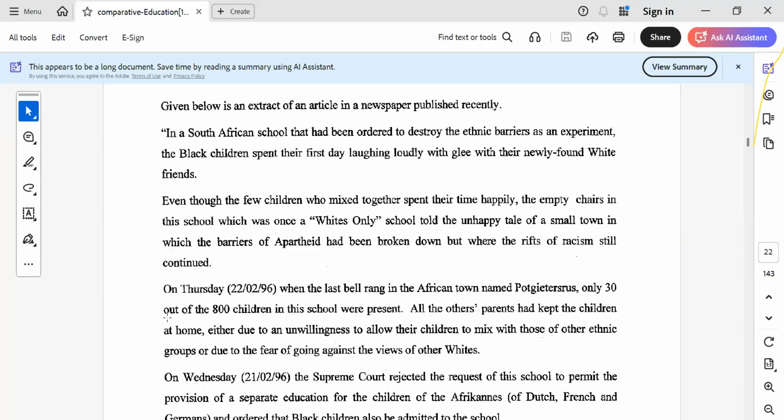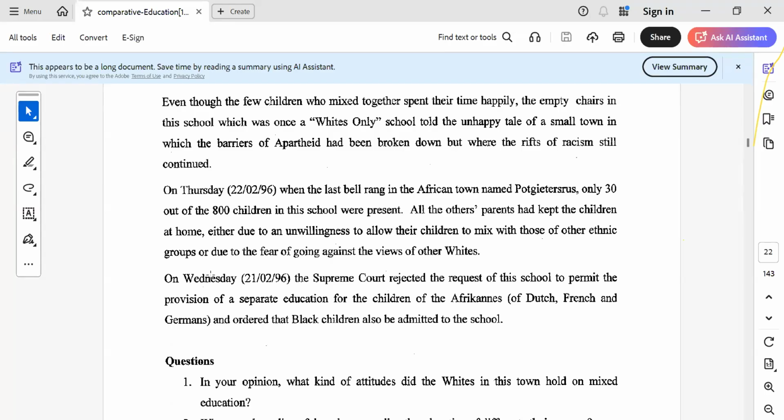All the other parents had kept the children at home, either due to an unwillingness to allow their children to mix with those of the ethnic groups, or due to the fear of going against the views of the whites, right? So on Wednesday, that means before that day, the Supreme Court rejected the request of the school to permit the provision of a separate education for the children of the Afrikaners, Dutch, French, and Germans, and ordered that black children also be admitted to the school.